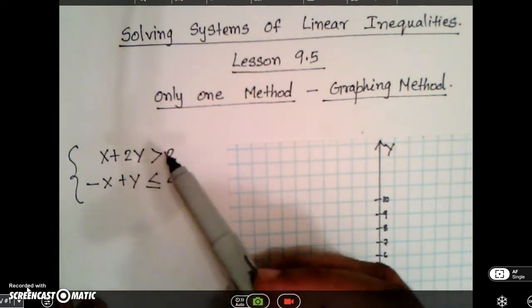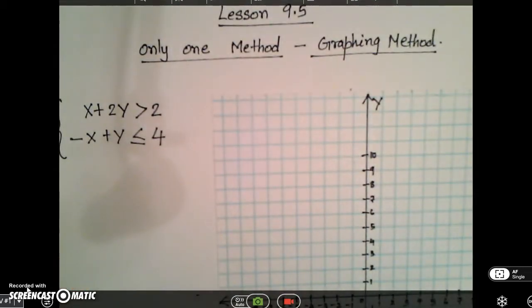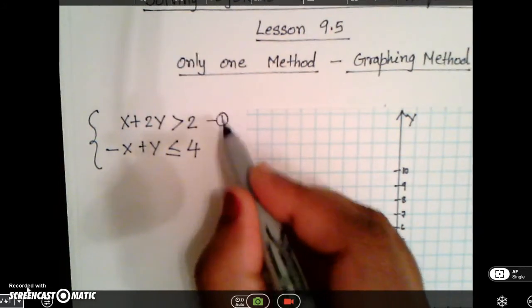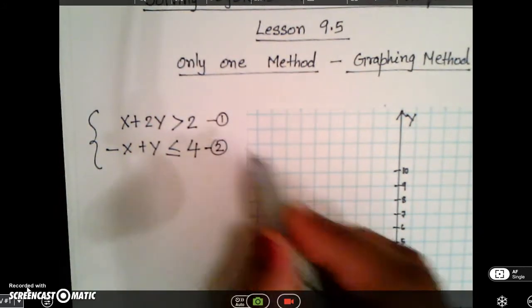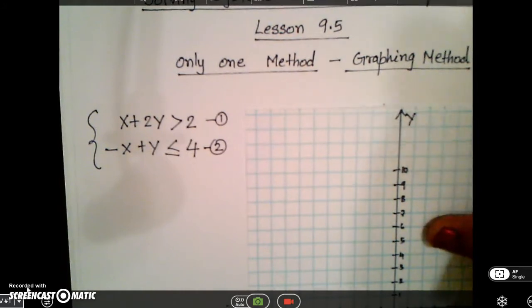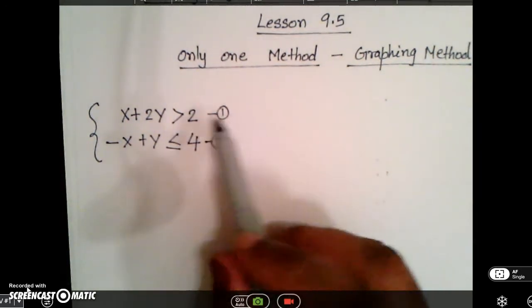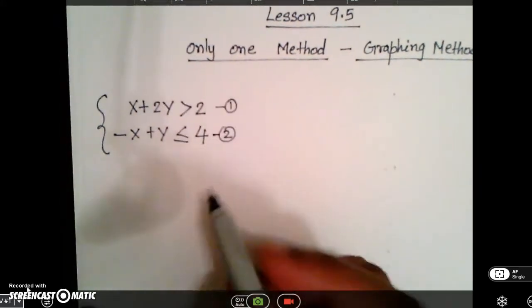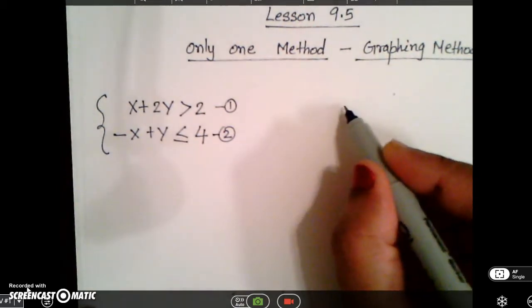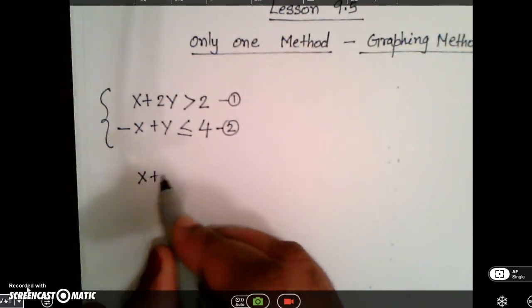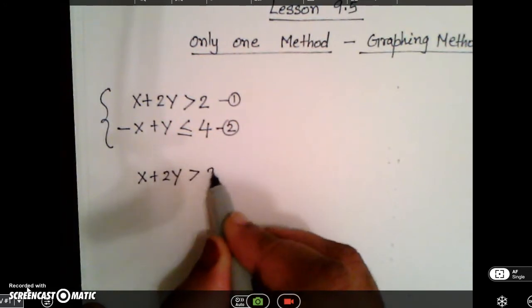So I'm going to graph both inequalities on the same graph and see where my half planes are going to overlap. So this is my first inequality and this is my second inequality. I'm going to graph each one of these inequalities one at a time on the same graph. If I want to graph the first inequality, I'm going to write it separately. I have x plus 2y is greater than 2.